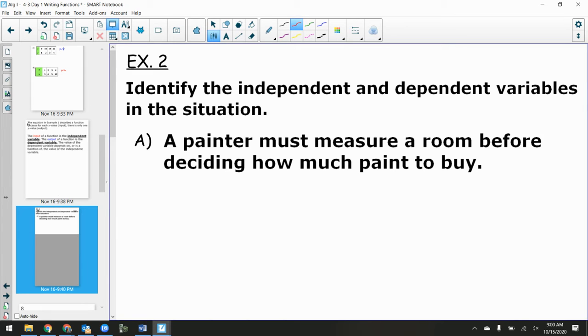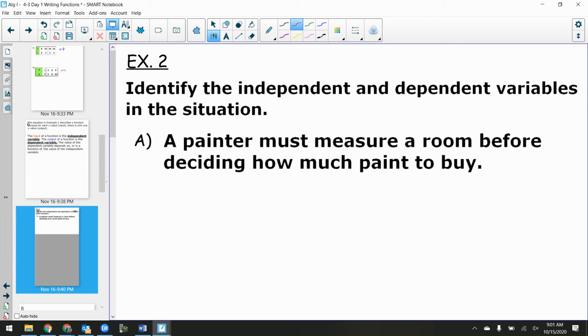What is the independent variable here? What do you think, Liam? The measure of the room. Good, the measure of the room. If I change the measurement of the room, what else changes? The dependent, which is how much paint. Right. See, you have to word it like that.